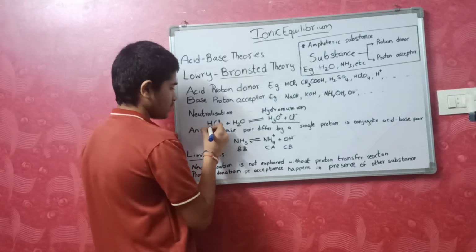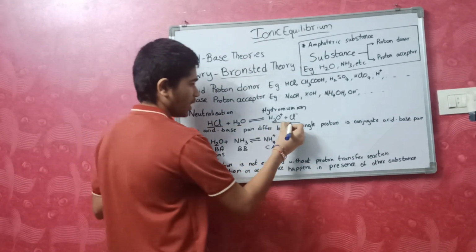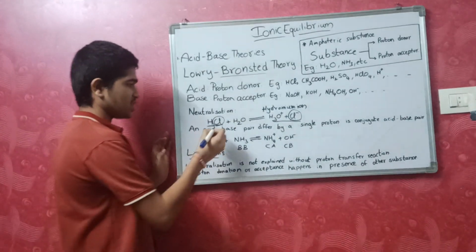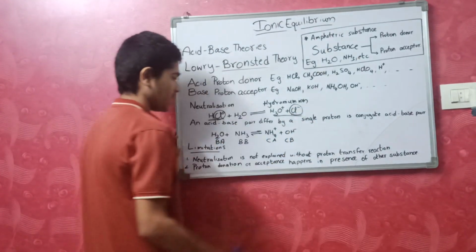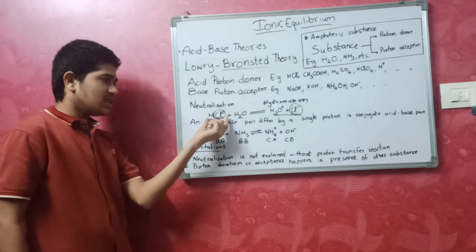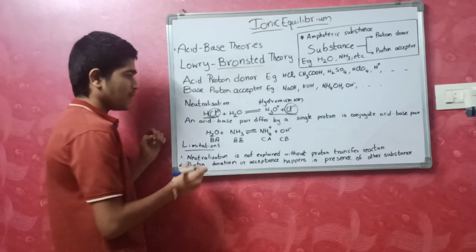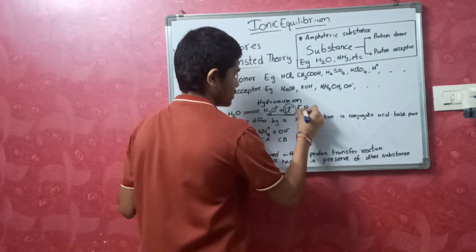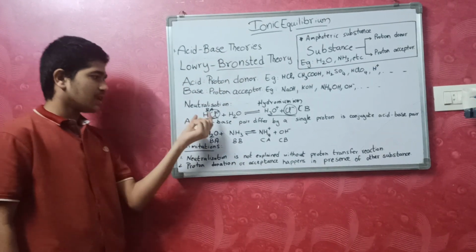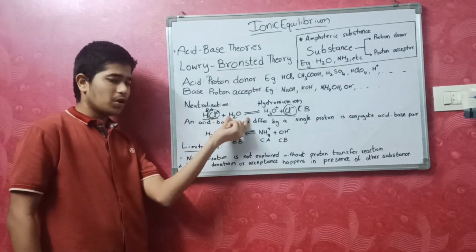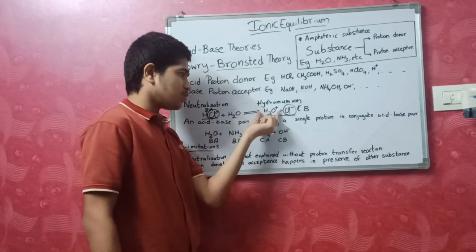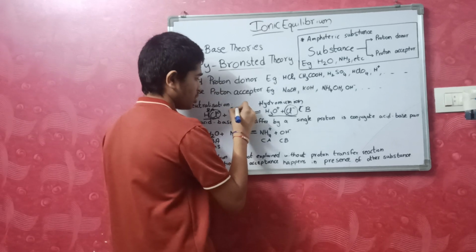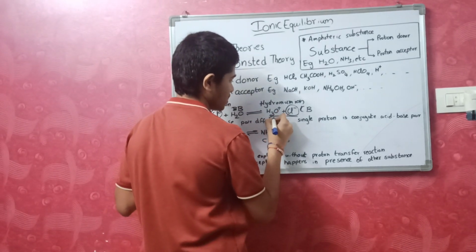So here, this compound and this one contain a common Cl. Here the charge on Cl is 0 and here it is minus. As these two differ by a single proton, this is the Bronsted acid and this is its conjugate base. Similarly, the H2O here has no charge and here has a positive charge, meaning an increase of a proton. This is considered the Bronsted base and this is considered the conjugate acid.